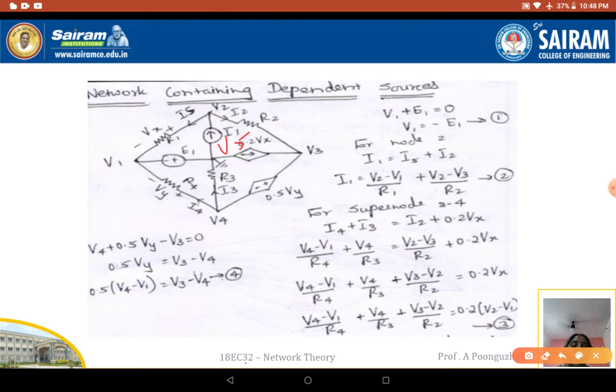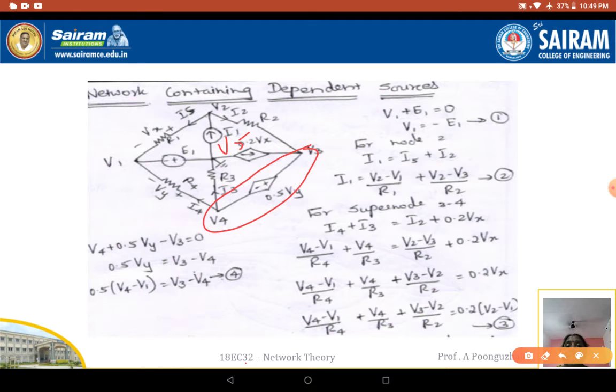Next, for a supernode between your 3 and 4, this is going to be the next supernode. When I start from here, the incoming current to this supernode is going to be V4 plus 0.5 Vy minus V3 is equal to 0. So 0.5 Vy is equal to V3 minus V4.